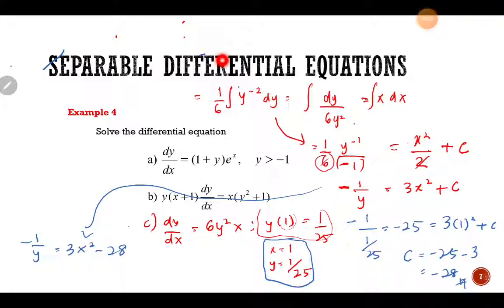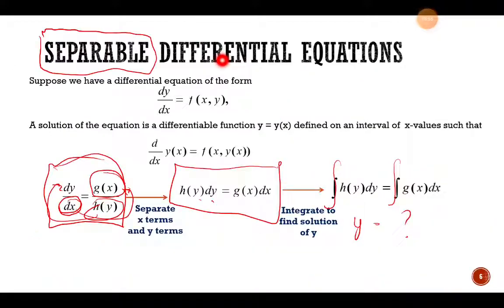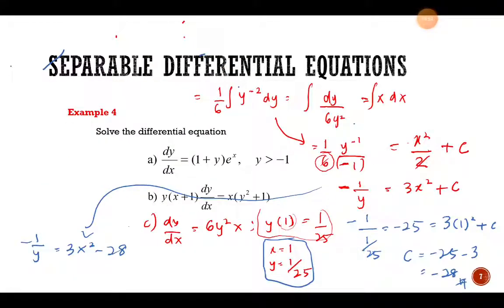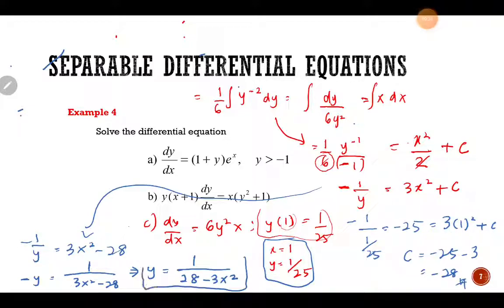Alright, so your y will be equals to apa? Ni pusing-pusing je lah. Negatif y kita ataupun y ke, ikut suka hati you lah, kan, sama dengan, kalau saya buat negatif y, maknanya saya akan dapat 3x square tolak 28, and I will get rid of negative. Saya akan dapat y sama dengan 1/28 tolak 3x square. So ini adalah jawapan akhir untuk C.